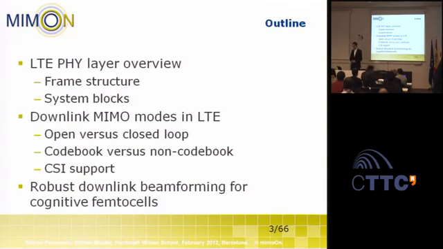So from a downlink perspective, I will look at open loop versus closed loop MIMO. I will look at codebook-based precoding versus non-codebook-based beamforming design. And I will also look at how the channel state information feedback is incorporated in LTE. And finally, I will look at the topic of Femto cells. How can we use these MIMO modes in LTE to efficiently limit interference between the Femto cell and the macro cell network?